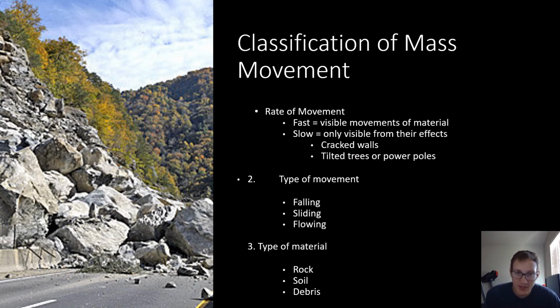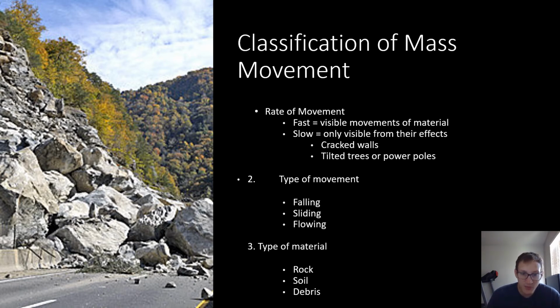Okay, so classification of mass movements, they are classified different ways. First of all, they're classified by the rate of their movement, whether they're fast or slow. Okay, fast, visible movement of materials. Rock slides that come across the street like this one is a very fast rate of movement. Slow, only visible from their effects. So that means over years and years, you've noticed that this particular section of land has been slowly creeping down or wilting away. And that's going to be a slow rate of movement for those.